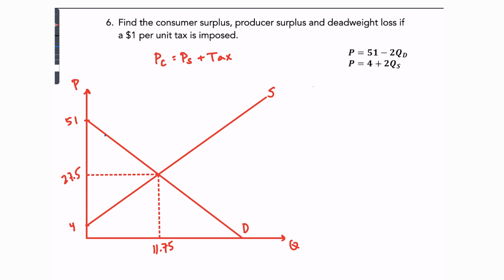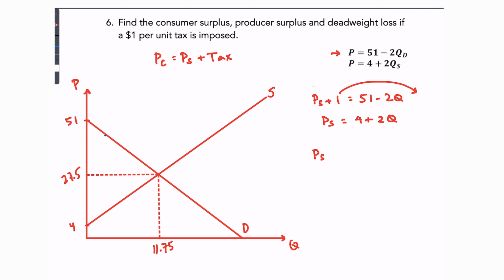So given that, I can rewrite this demand equation as the price the supplier sets plus $1, that's the tax, equals 51 minus 2Q. And then the supply equation is just the same. So for now, unaffected. And we're going to solve a new equilibrium. So I'm going to start by sending this one over here.